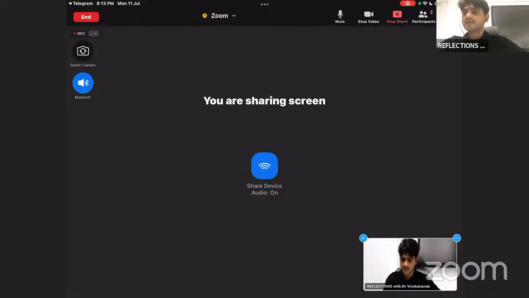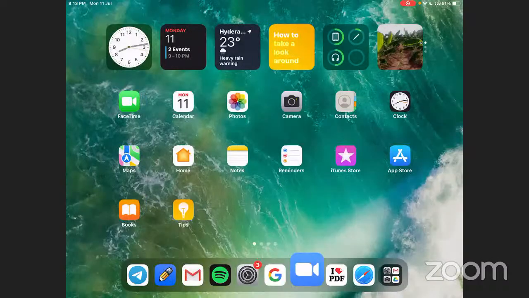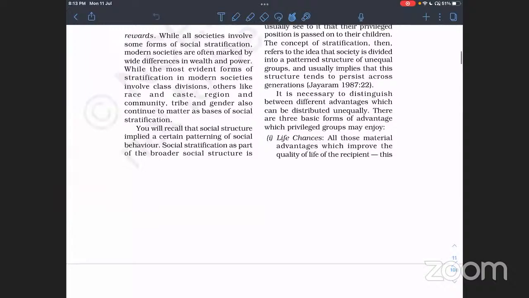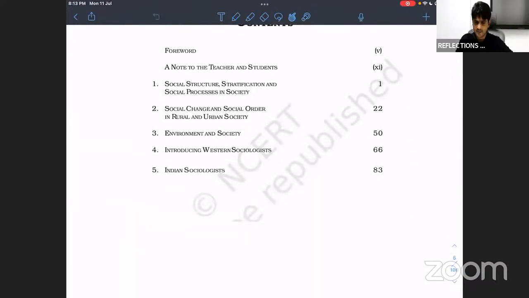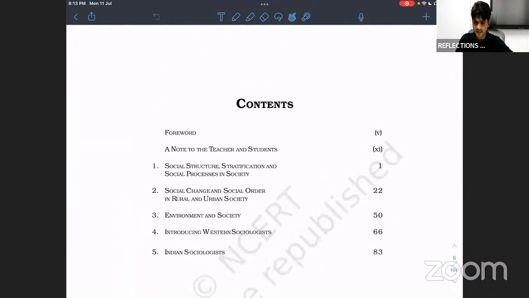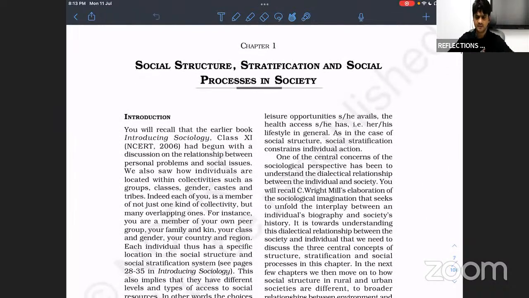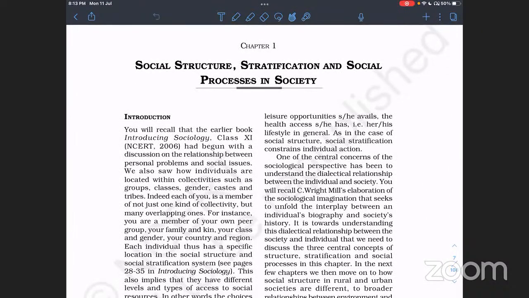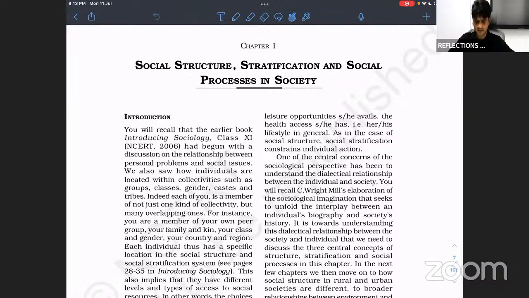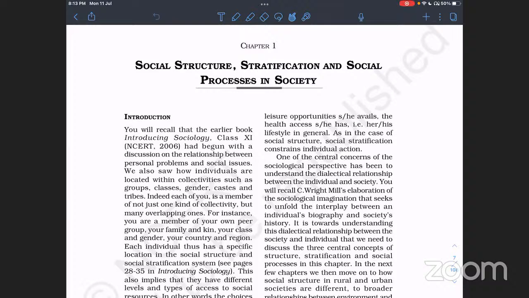And yes, right now I'm sharing the screen. Please note. If you see the first chapter in class 11 NCERT, it is social structure, stratification, and social processes in society. Can you see that? Social structure, stratification, and social processes in society.